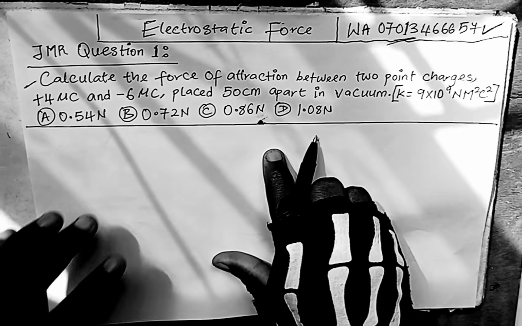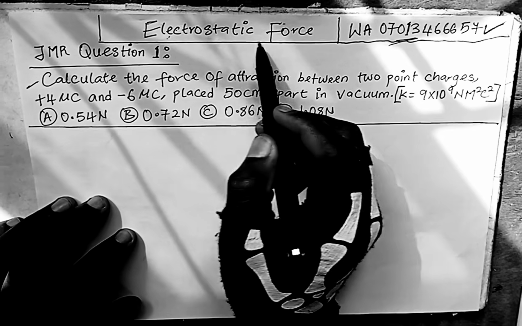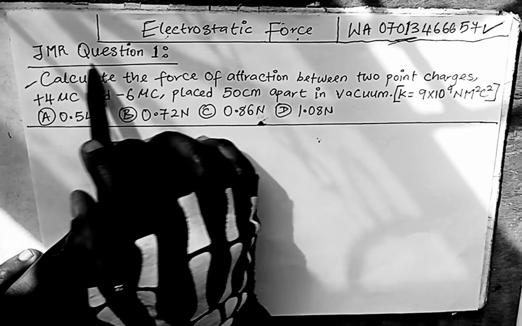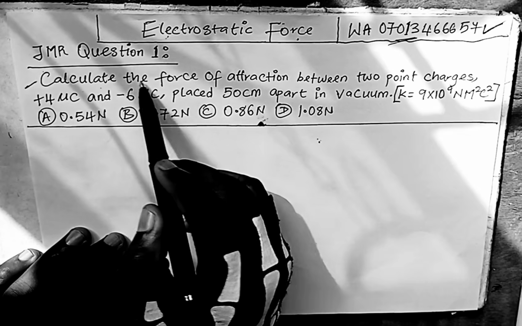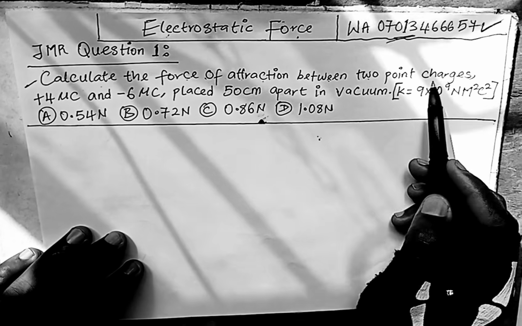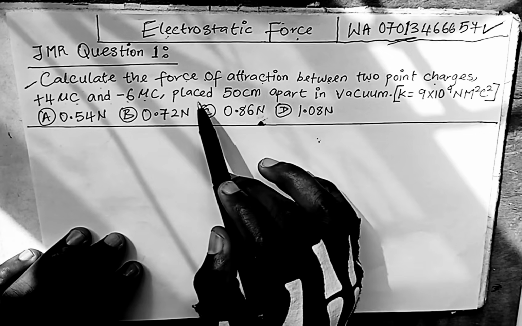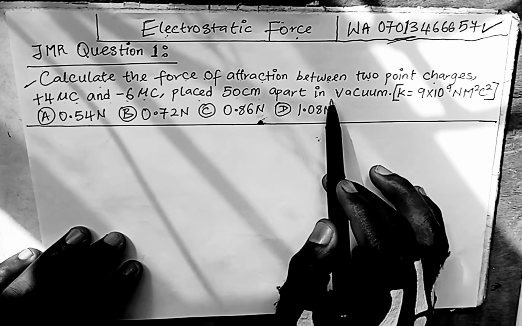So the question we have here is under electrostatic force. That's the topic. We are going to do 2 questions under this electrostatic force. The first question here, Jamb must repeat question 1. The question reads: calculate the force of attraction between 2 point charges, plus 4 microcoulomb and minus 6 microcoulomb, placed 50 centimeters apart in vacuum.